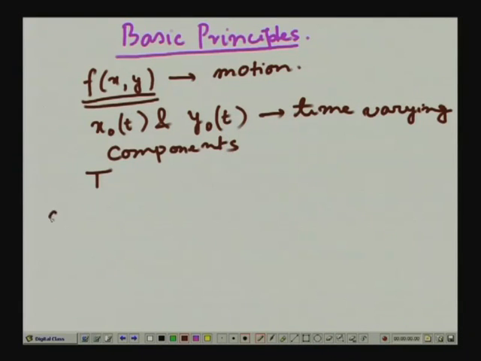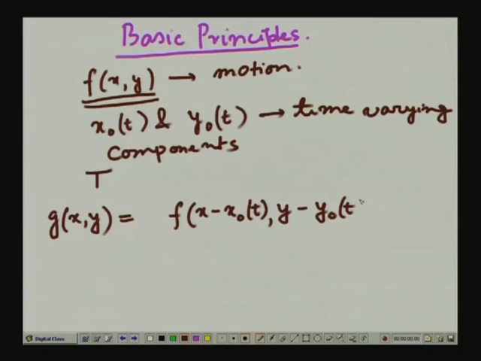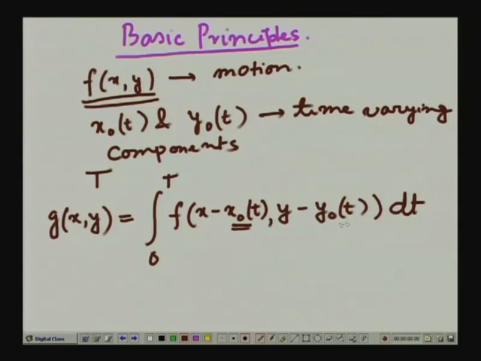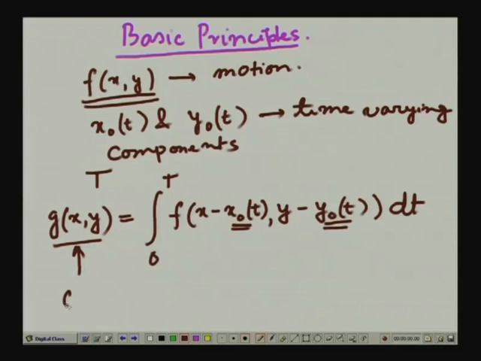If I assume the shutter remains open for a time duration given by capital T, then the total exposure at any point, which is the observation at point (x,y) given by g(x,y), will be of this form: the integral from 0 to T of f(x minus x0(t), y minus y0(t)) dt. Here capital T is the duration of time during which the shutter of the camera remains on, x0(t) and y0(t) are the time varying components along the x and y directions respectively, and g(x,y) gives us the observed blurred image.